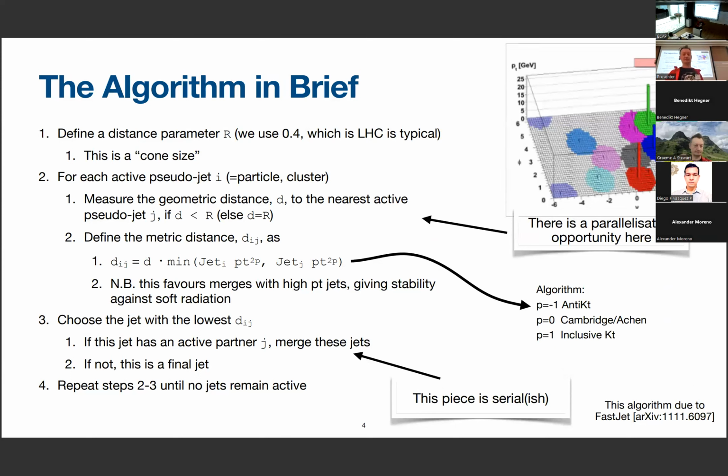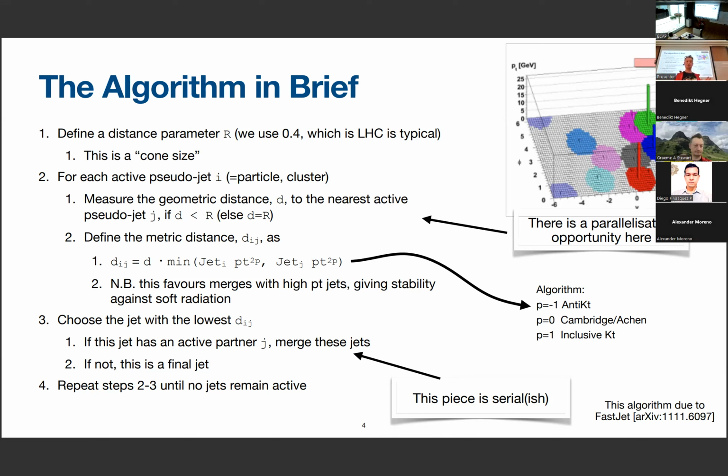Let me briefly describe what the algorithm is. The first thing you do is define a geometric cone, the region in which you're going to consider reassembling particles. For this cone size parameter R, 0.4 is typically used at the LHC, and 1 is also used for other cases. Then for each of the particles I'm currently considering, I measure the geometric distance to all of the other particles and find the minimum of that. So I'm asking what's the closest particle to me, as long as there's something inside of R. Otherwise, I set the distance to R.